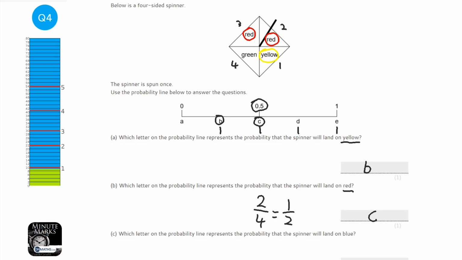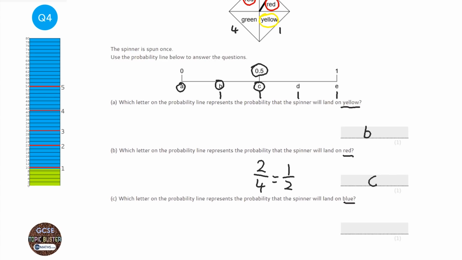It's just a half. What letter on the probability line represents the probability it will land on a blue? Well, there aren't any blues on there. So however many times you spin it, it will never land on a blue. And in probability, we mark that with a 0. So it's going to be A.